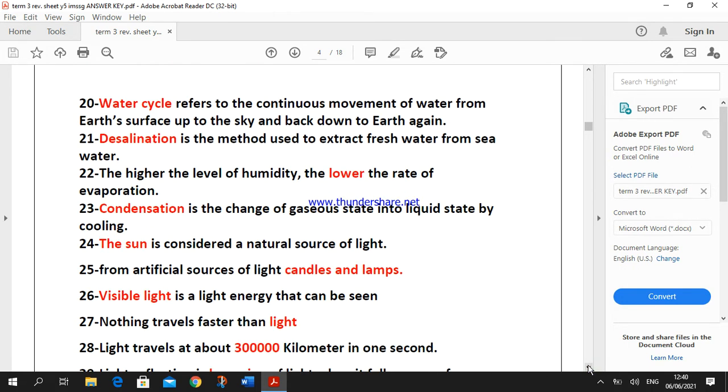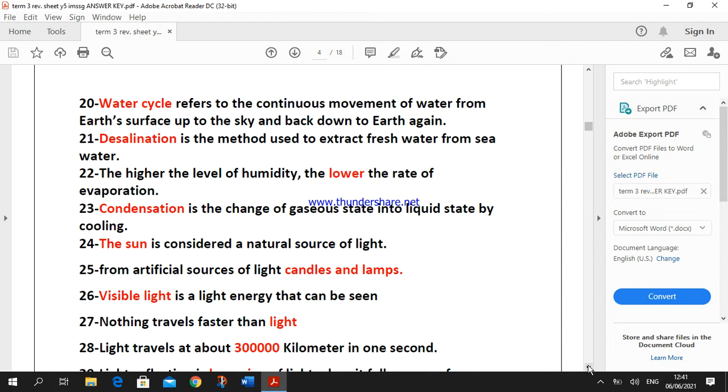Water cycle refers to the continuous movement of water from the earth's surface up to the sky and back down again to the earth in the form of rain, okay? 21, desalination is a method used to extract fresh water from seawater. Number 22, the higher the level of humidity, the lower the rate of evaporation. Number 23, condensation means the change of gaseous state into liquid state by cooling.